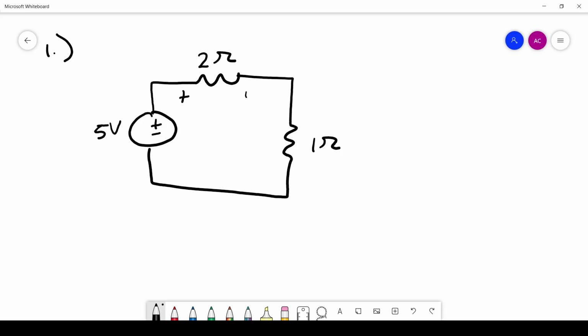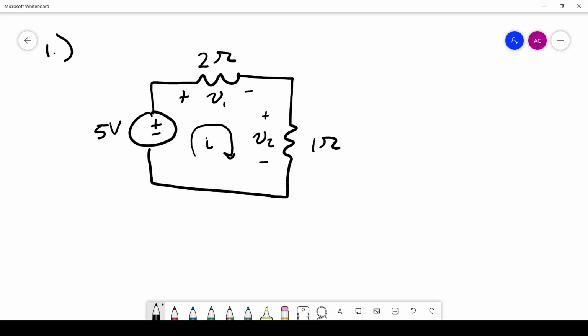Plus and minus. Call this one V1, plus and minus V2. And then we want to know the current flowing through every component, or flowing through every branch. So there's only one current here, which we can just call I. Let me do a lowercase i.